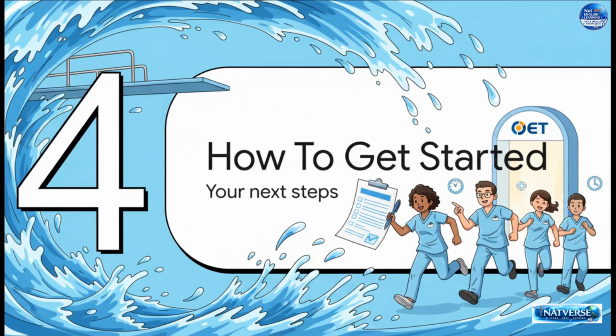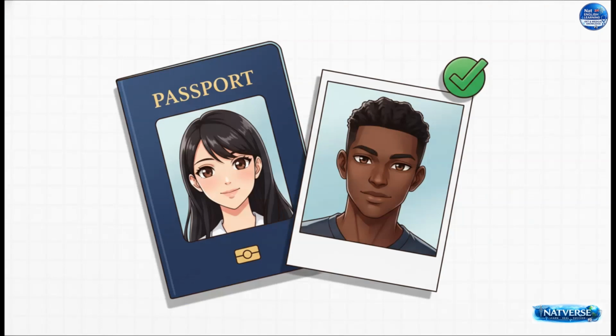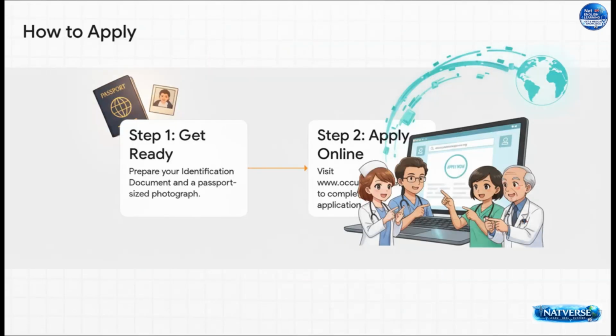for the OET. The good news is you don't need a mountain of paperwork. The requirements are super straightforward. You just need two things: a valid ID, like a passport, and a recent color passport-style photo. That's pretty much it. Once you've got those two things handy, the process is dead simple. Step 1, have your documents ready. Step 2, head over to the official website, which is occupationalenglishtest.org, and just follow the steps to apply online.